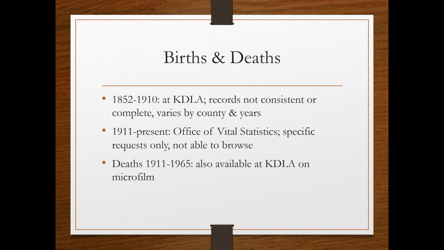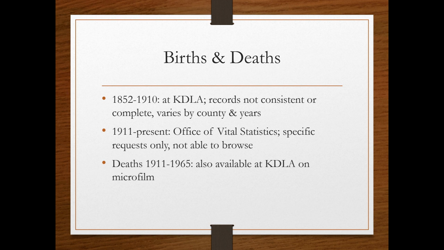But the problem with these is that in that time frame, the records are not consistent or complete. So we always need to know the county and the year, and then we look and see if there are even any records to search for that time. We don't guarantee that there's going to be anybody listed. There are a couple of times when we will pull a year of records, and it's like 6 people listed.